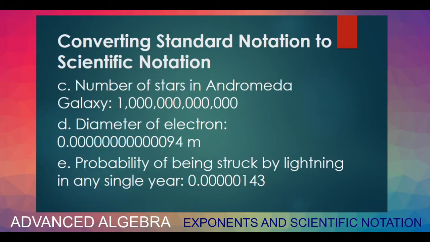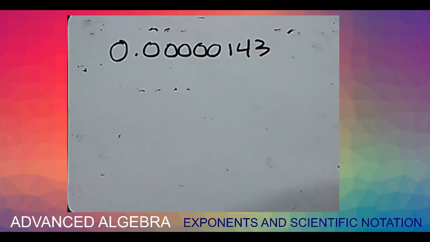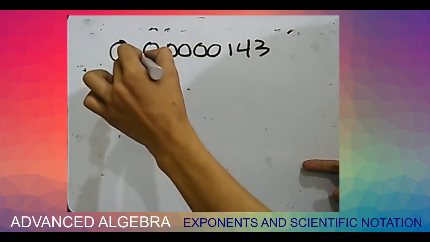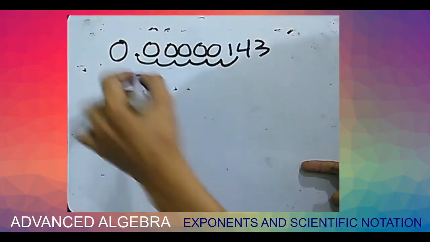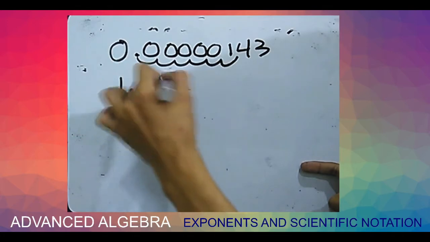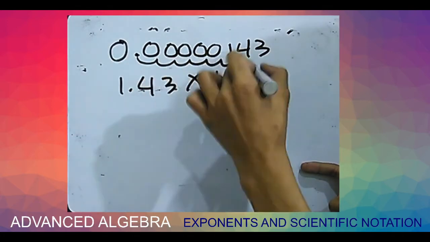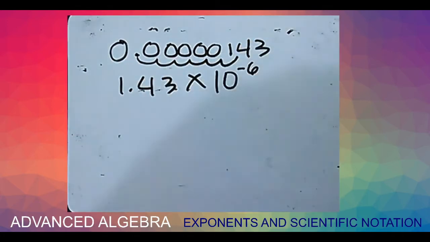Next. Probability of being struck by lightning in any single year. Ilan yung 0? 5 zeros. 0.00000143. Ganun pa rin. Magbibilang tayo 1, 2, 3, 4, 5, 6. So, maging 1.43 times 10 raised to the negative 6 power.